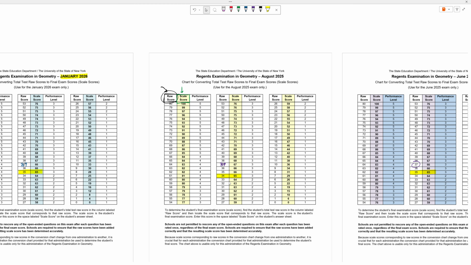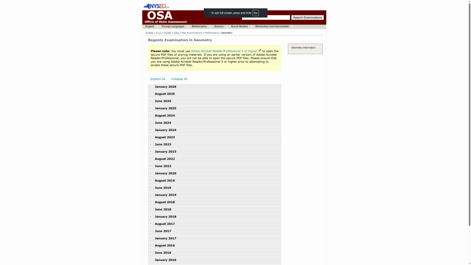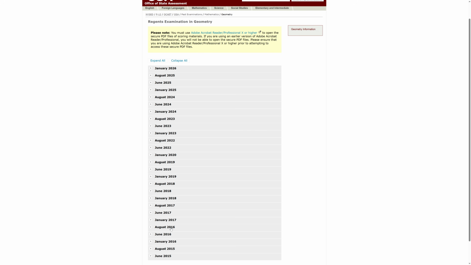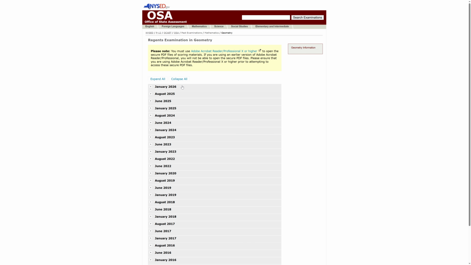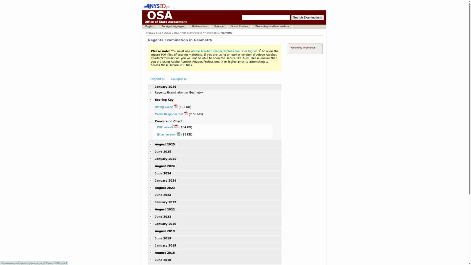If you guys are curious to see the curve for this year, June 2026, what you can do right after you take your exam is go to this website. You can just Google Geometry Regents OSA, click the first link, and this contains all of the geometry exams for previous years. If you hit January 2026, you can see the conversion chart is right here, PDF version. When you take this exam, you'll see June 2026, you'll be able to see the test, and you'll be able to access the conversion chart as well. So if you're ever curious what you needed to do to pass, you can check it just like that.